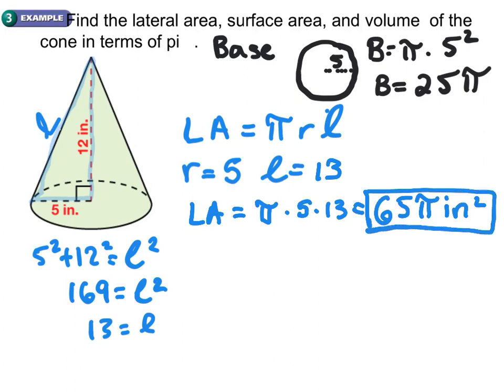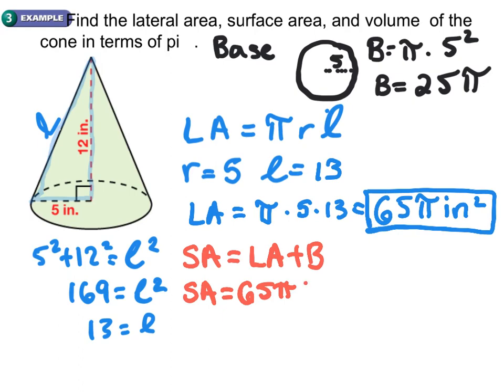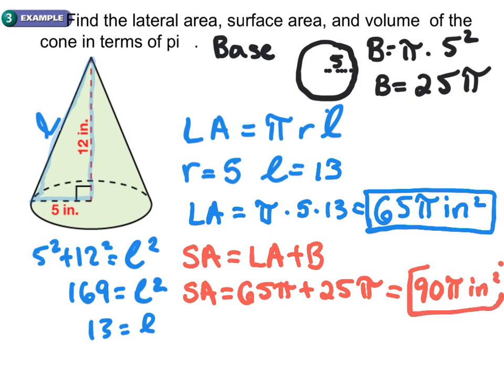Now surface area equals lateral area plus the area of the base. So for surface area, the lateral area is 65 pi plus the base is 25 pi. If I simplify the 65 plus 25, I get 90 pi inches squared is your surface area.